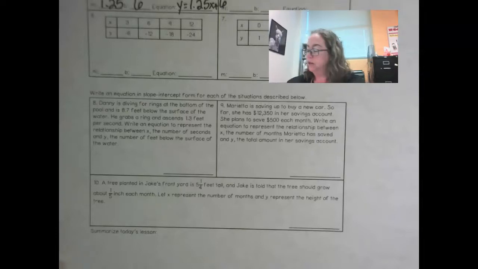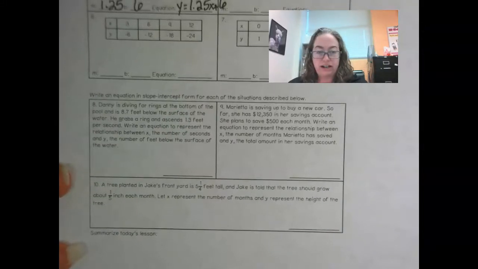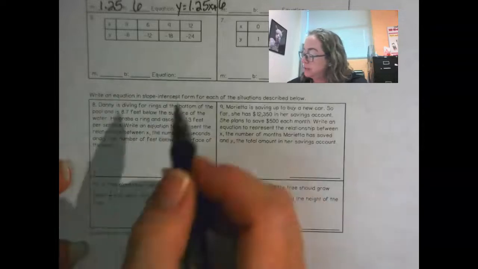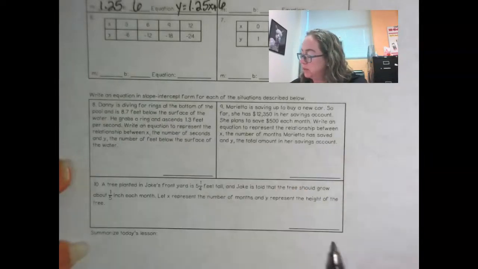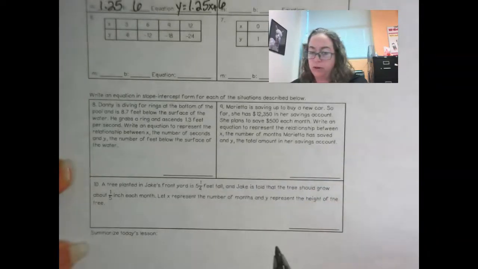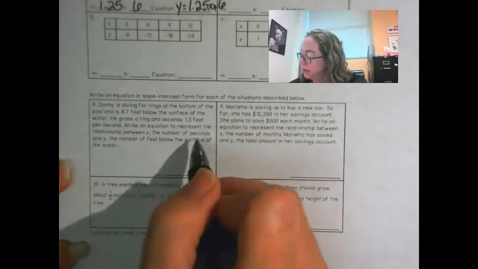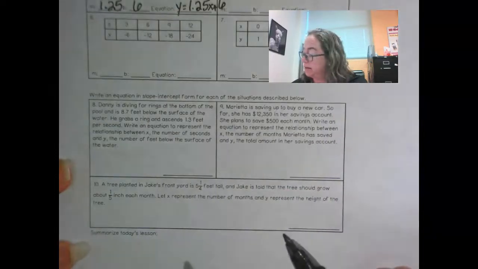All right, so now we're going to get into word problems. This looks a little more difficult, but remember, anything that's changing in the equation is your slope, and your y-intercept is your starting point. Just remember that as you're going through these. So Danny is diving for rings at the bottom of the pool and is 8.7 feet below the surface of the water. He grabs a ring and ascends 1.3 feet per second. Write an equation to represent the relationship between x, the number of seconds, and y, the number of feet below the surface of the water.